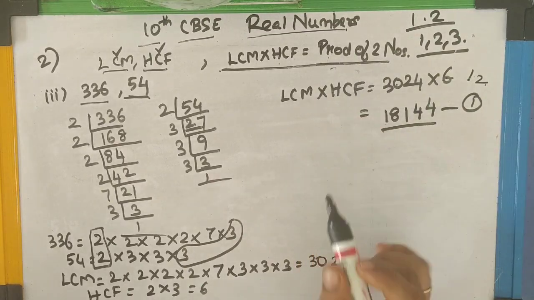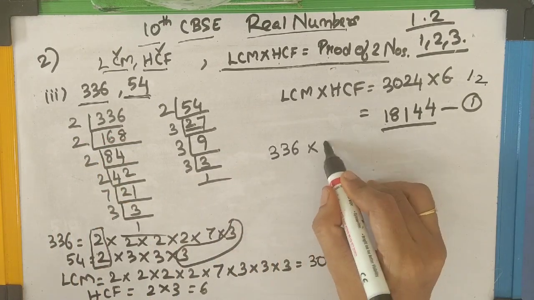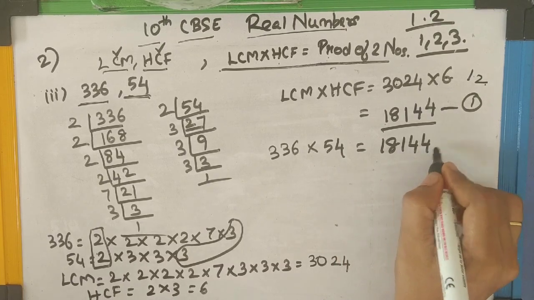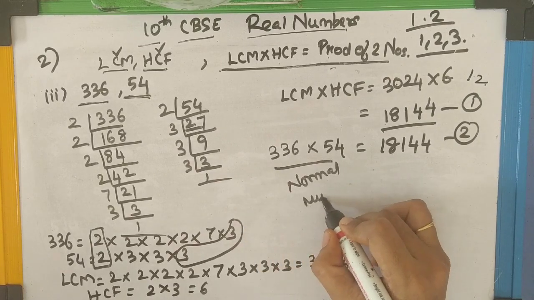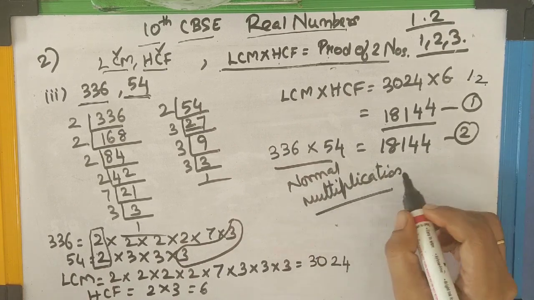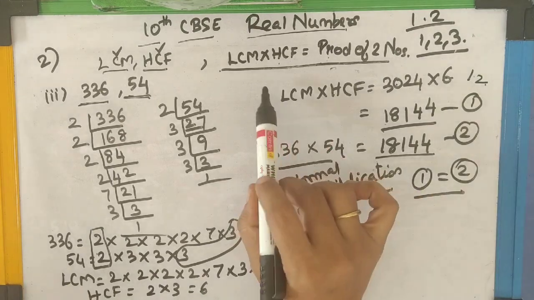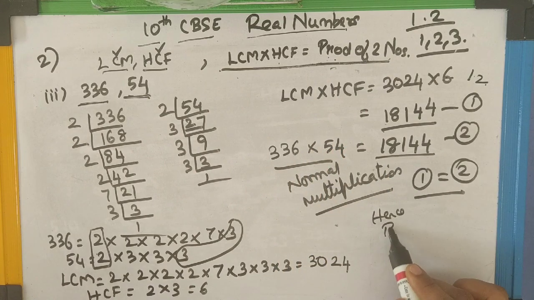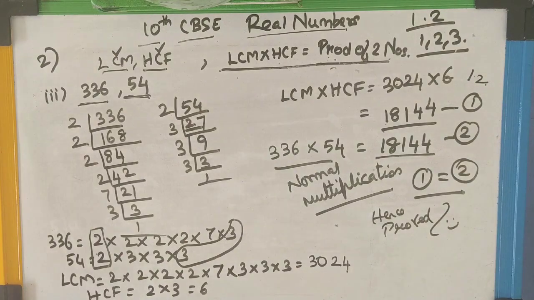Now I am going to find the product of two numbers, that is 336 and 54. I am going to do normal multiplication, that is 336 into 54, I get 18,144. Now on seeing 1 and 2, it's clear that the product of LCM and HCF is equal to the product of two numbers. So this theorem is proved again. Are you clear with this?